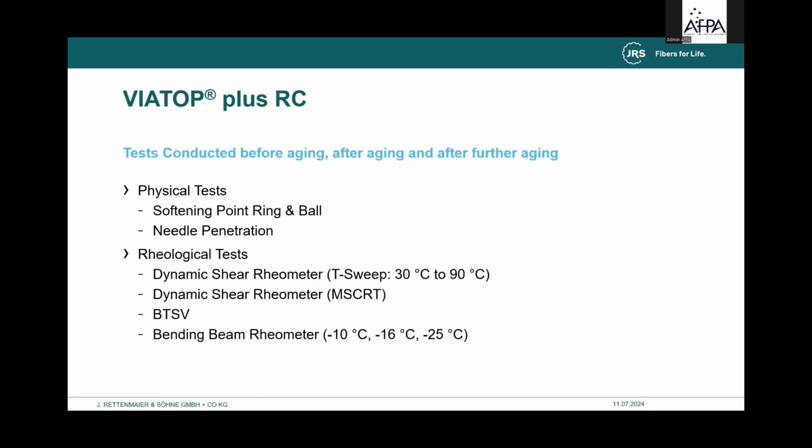For our Viatop Plus RC, the tests we conducted before aging, after aging, and after further aging can be divided into the physical tests that you can see here, softening point and needle penetration, and the more sophisticated rheological tests: DSR, so dynamic shear rheometer, BTSV, and the bending beam rheometer, which addresses the low temperature performance of the binder.